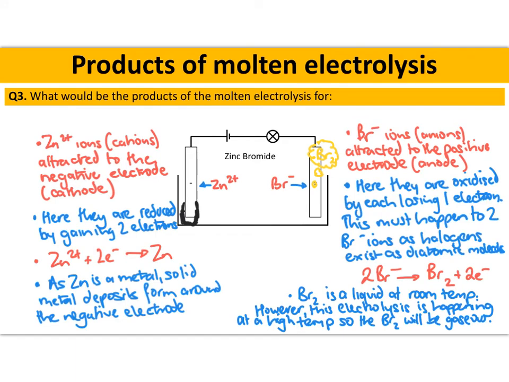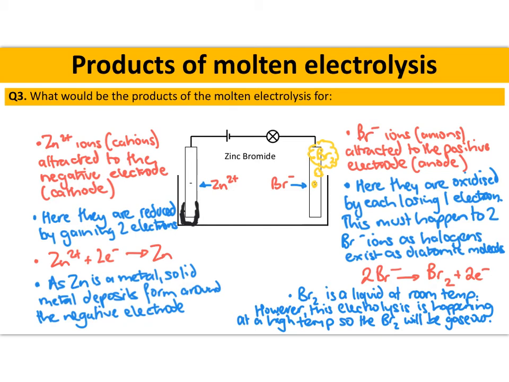So at the negative electrode, the zinc ions are attracted to it. Here they're going to gain 2 electrons each, so they are being reduced. And we can show that half equation, Zn2+ + 2e- goes to Zn. So just a reminder that the e- represents an electron. Because zinc is a metal, we're going to see solid zinc form around the negative electrode.